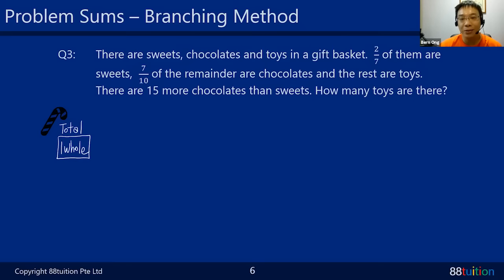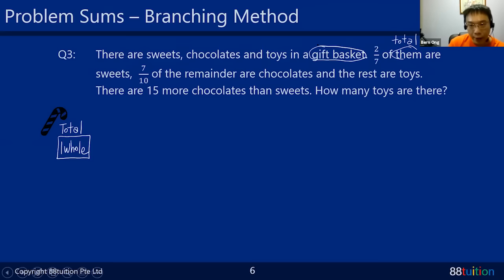Is this branching without total? Yes, this is branching without total. You don't have the total. That's the problem. So the question says, 2/7 of them. What is this "them"? Them actually represents the total items inside the gift basket.